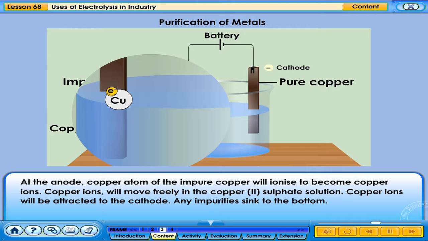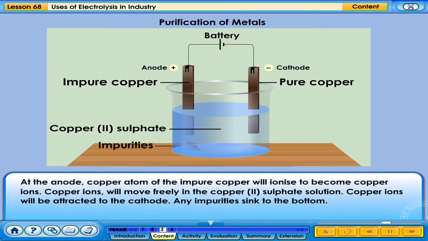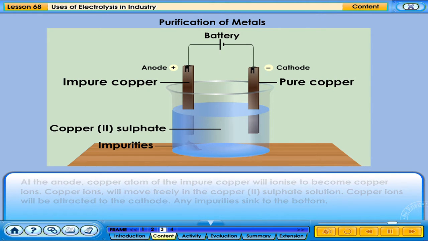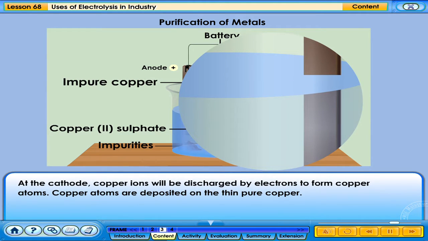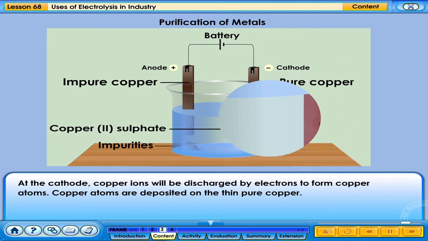At the anode, copper atom of the impure copper will ionize to become copper ions. Copper ions will move freely in the copper(II) sulfate solution. Copper ions will be attracted to the cathode. Any impurities sink to the bottom. At the cathode, copper ions will be discharged by electrons to form copper atoms. Copper atoms are deposited on the thin pure copper.